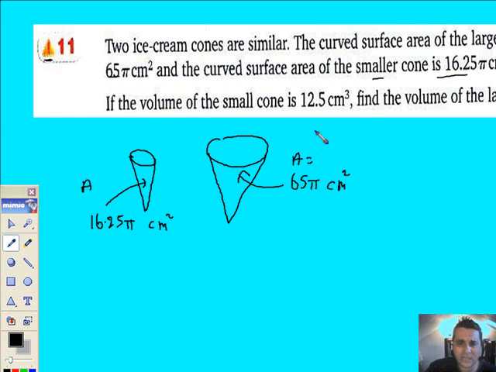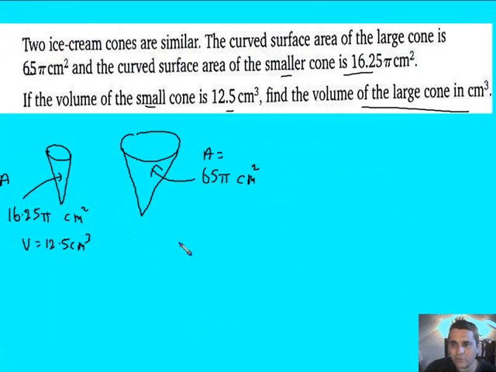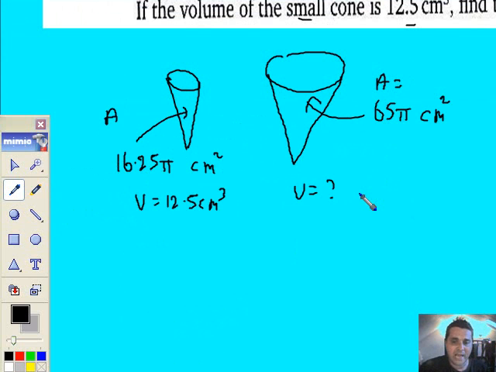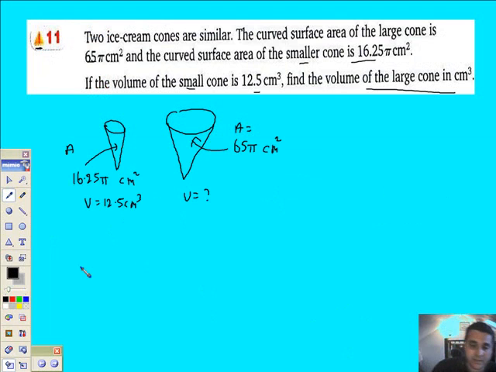Now, the volume of the small cone is 12.5 centimeters cubed. Find the volume of the large one. So V equals, I don't know. But here we go. I've got an area and a volume, and an area and I don't have a volume. Again, this is trickier than question 10 a moment ago. We've got area ratio to work with, so let's just write that down.